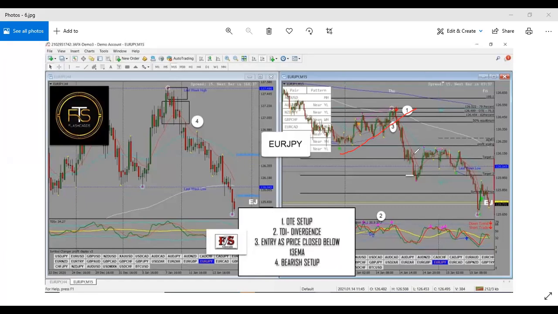So that is it, right? So you take the trade and price gets to what? Yeah, and price runs to the downside. So that is that, right? So that is for what? A bearish setup. Now let's look at another one.